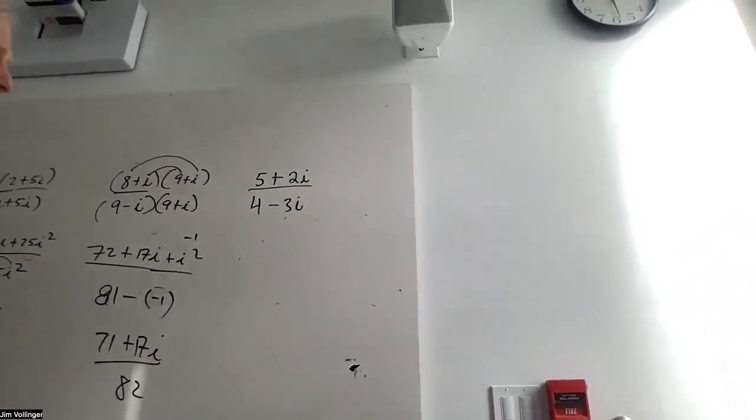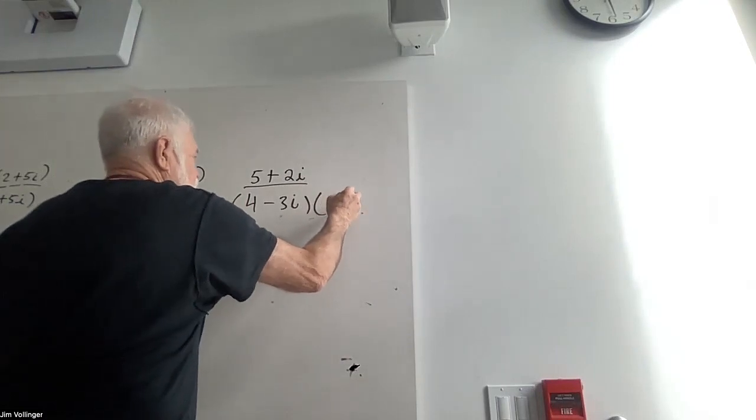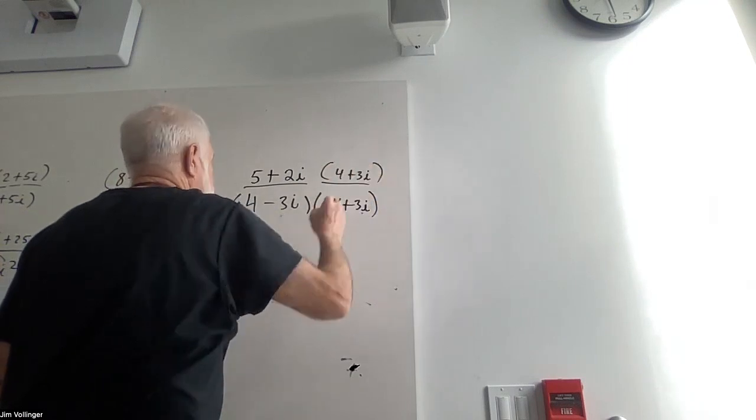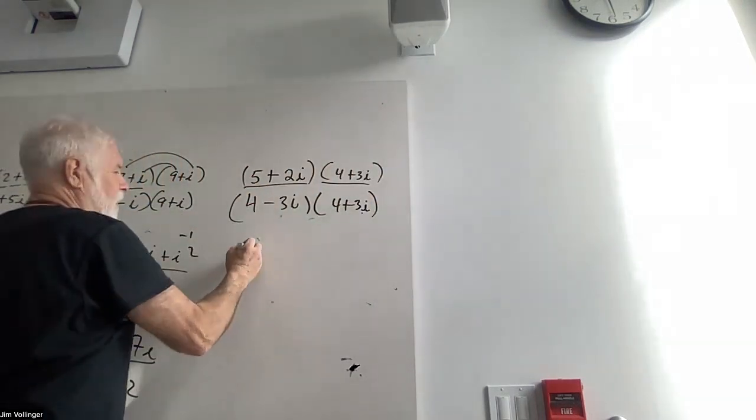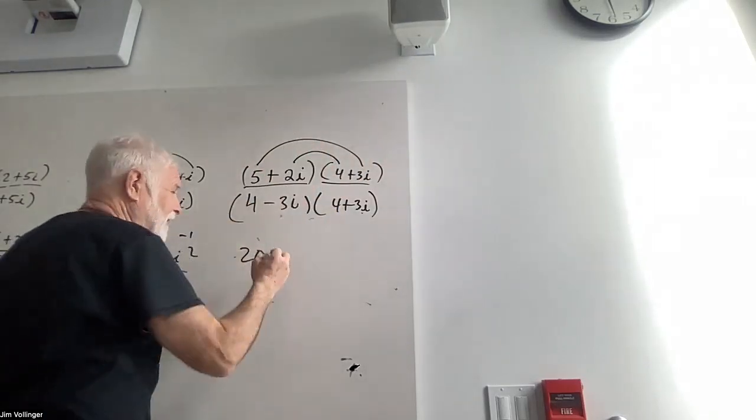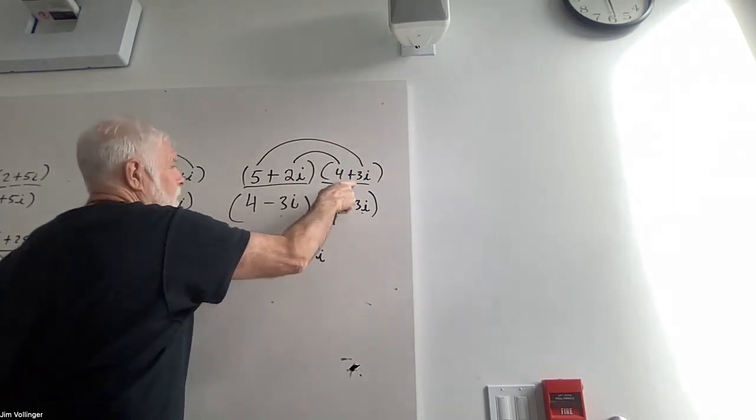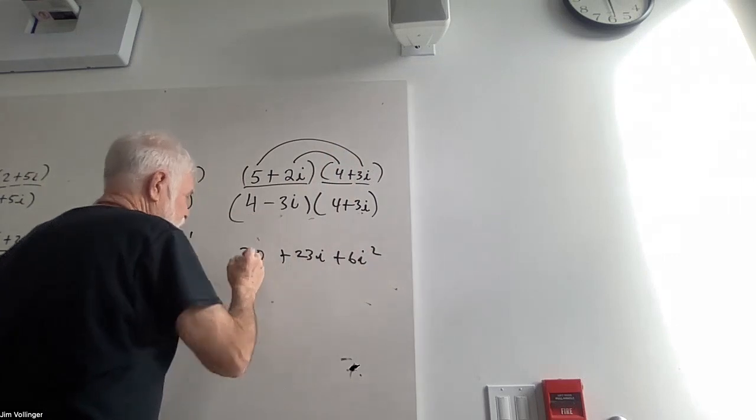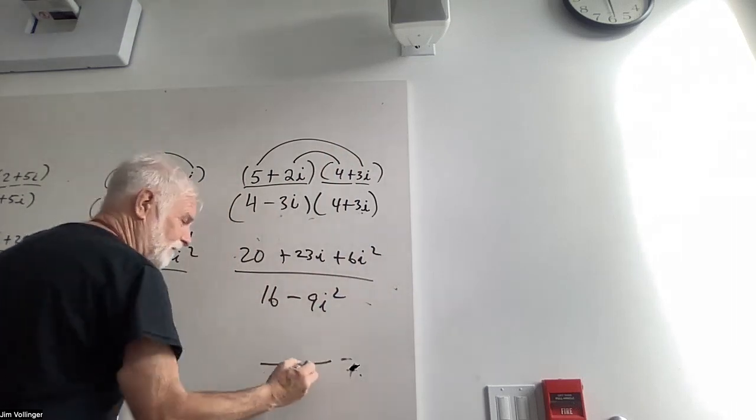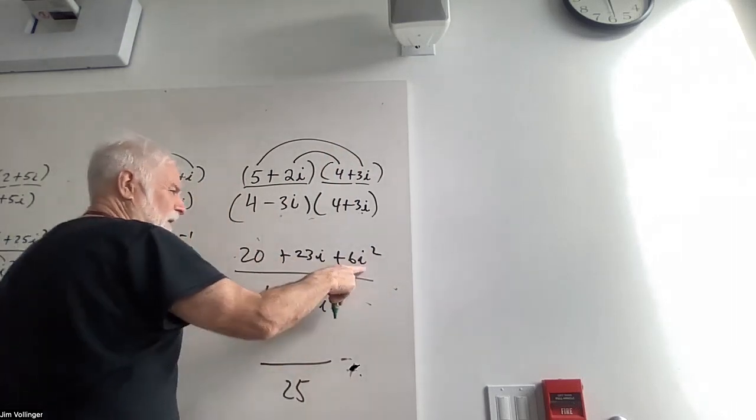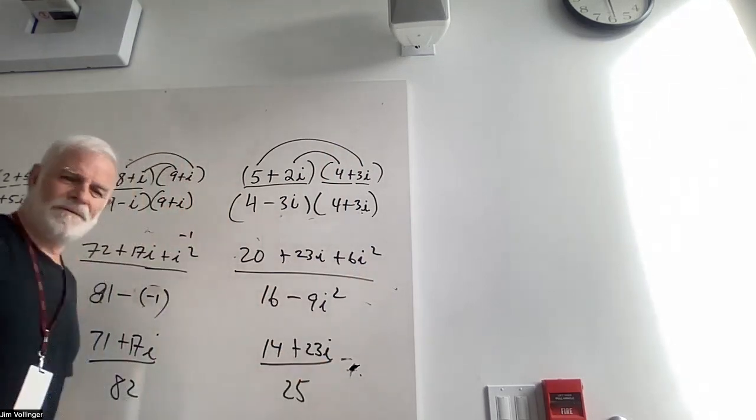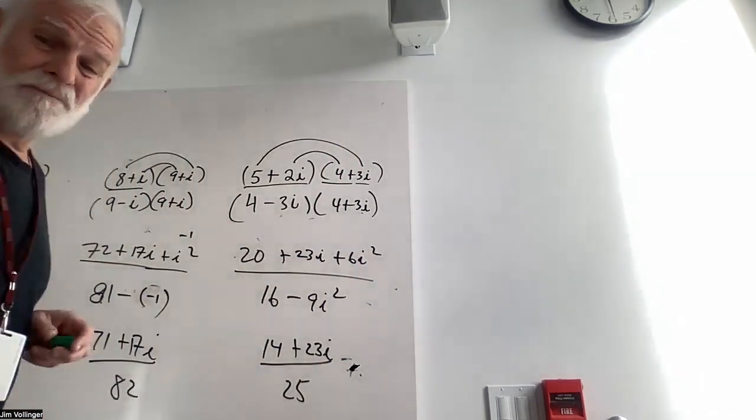All right, more practice needed. 4 minus 3i, 4 plus 3i, 4 plus 3i. Okay, parentheses. We have 20. Let's see if we can do this again. 15 and 8. 15 and 8, 23i. Positive 6i squared. Over 16 minus 9i squared. Looks like the denominator is 25. Looks like 20 minus 6 is 14 plus 23i. Yeah, hopefully that's enough practice for getting moving in the right direction.